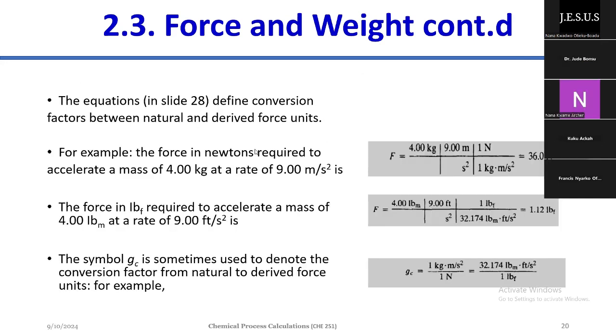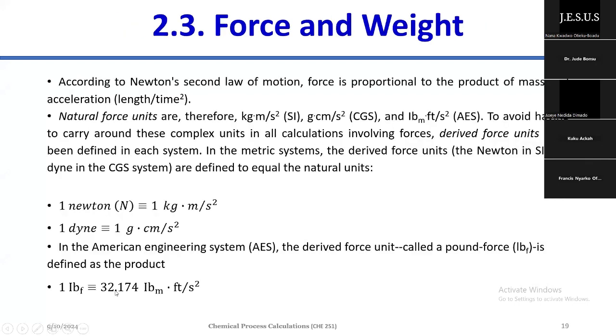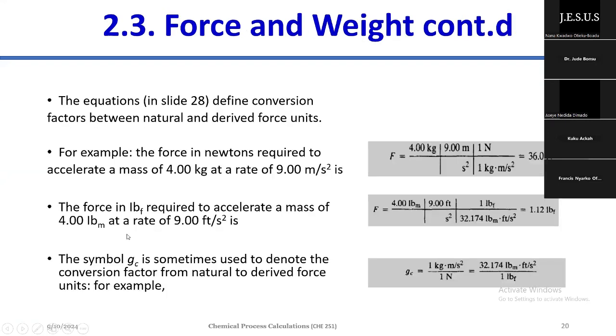Can you please take the middle one again? The force, yes, in pounds force. Okay. We need to find the force in pound force, not in Newton. Right? And then we've been given pound mass and then feet per second squared. Now when I multiply these two, I'll get 36 pound mass feet per second squared. But then 1 pound force is 32.174 pound mass feet per second squared. So if 1 pound force is giving me this, then what will 36 pound mass feet per second squared give me in terms of pound force?